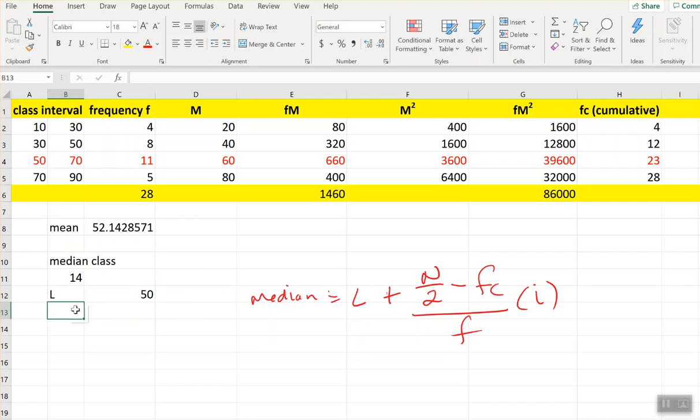The next thing I need is n over 2. So n over 2 is equal to, n is 28. Right? That's n divided by 2, that's 14. I now need FC. FC is the cumulative frequency up to but not including the median class. So I've calculated my cumulative frequency in the last column. Up to but not including the median class must be this one, which is 12.